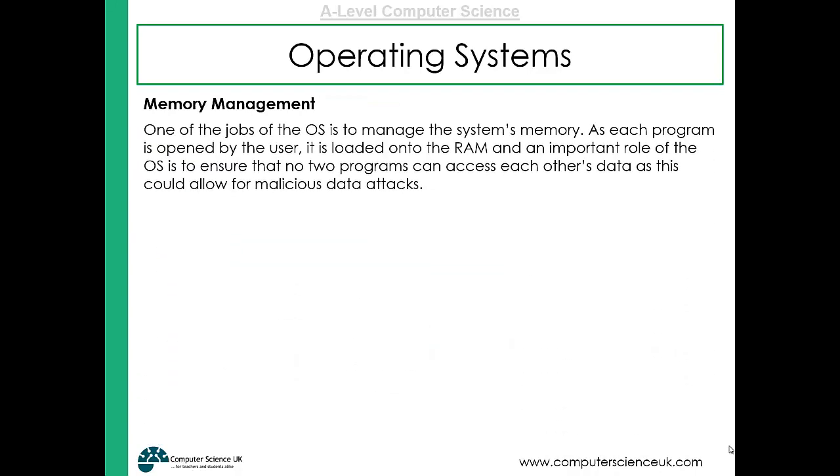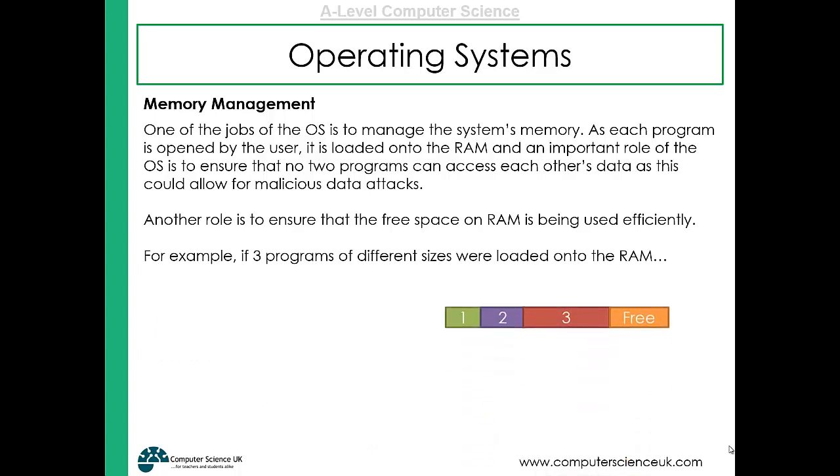When a program is loaded, it's loaded onto the RAM. And it's the operating system's job to ensure that no two programs can access each other's data, because this could cause issues. It could allow for malicious attacks on data and so on. So another role is to ensure that the free space on the RAM is used efficiently as well. So it's not just about making sure that two programs can't access each other's data, it's also to make sure that when programs are loaded onto the RAM that they are done so using that space as efficiently as possible.